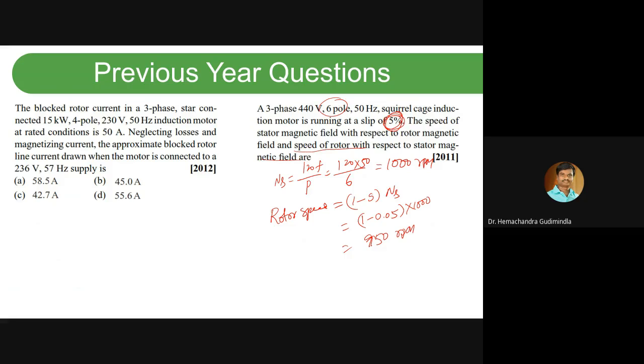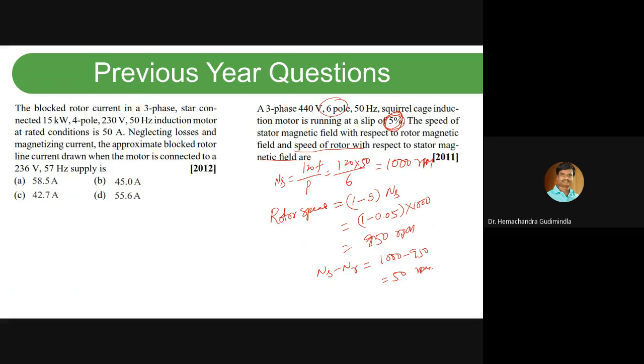Now the speed of the rotor field with respect to the stator, sorry. Now how much will we get? Ns minus Nr. So Ns minus Nr is 1000 minus 950, that is 50 RPM. Now in which direction is it? It is in the stator field direction.